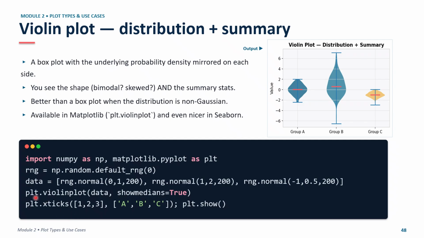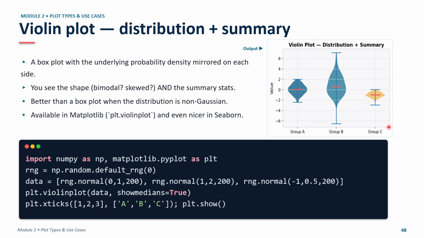So plt.violinplot will give me the plot for the data, and you can show the median by setting showmedians to True. This is how it works: when you call plt.show, your violin plot is shown here. This is going to be our output.